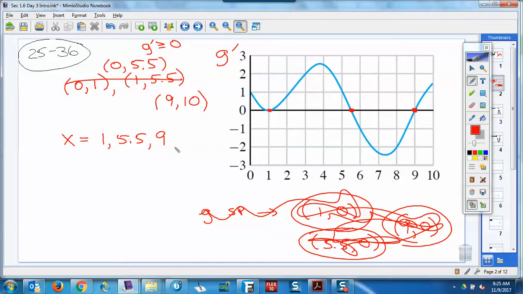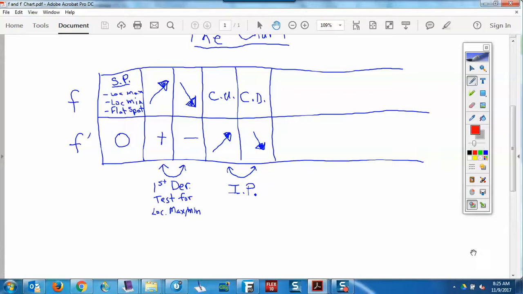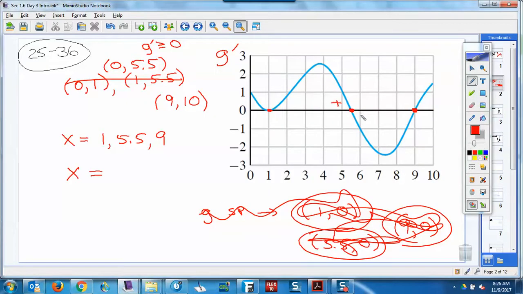Where does G have local max points? There's only one. 5.5. How do you get a local max? The G graph has to be going up, then down, right? That's how G has a local max. So if G goes up, then down, what's G prime got to do? Positive to negative. That's the first derivative test. We have to have a sign change. So right here, G prime goes from positive to negative. So therefore, G is going to go from up to down.